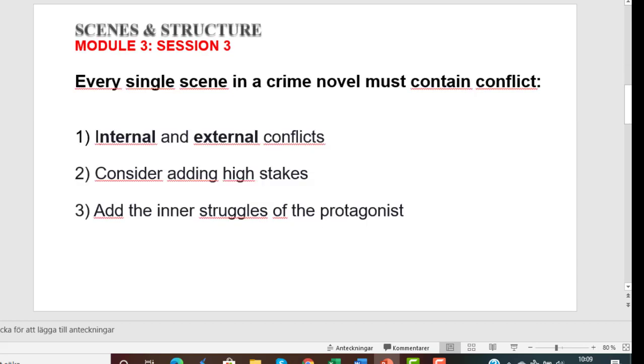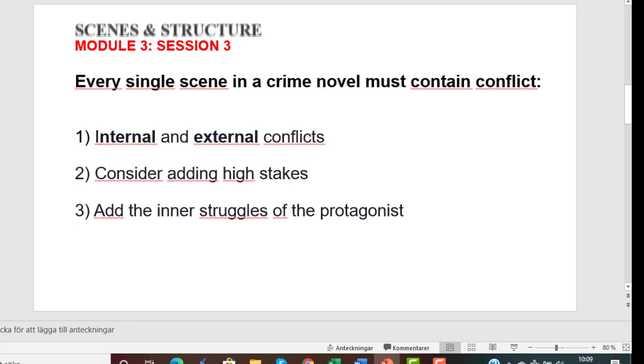Every single scene in a crime novel must contain conflict. It's important to know that without conflict, there is no suspense and there is no story. If the characters go through life, get along with everyone, and do nothing of great importance, the scene will not hold reader interest. So how do you inject conflict into your scenes?